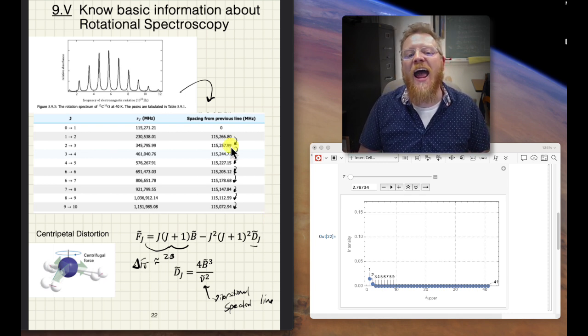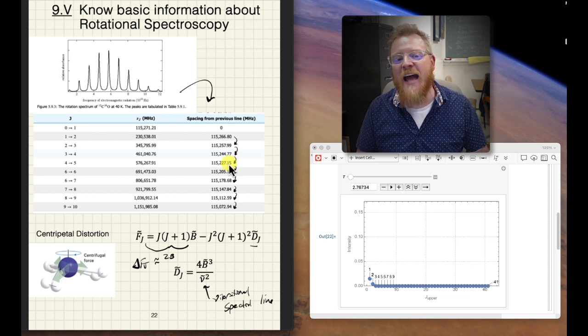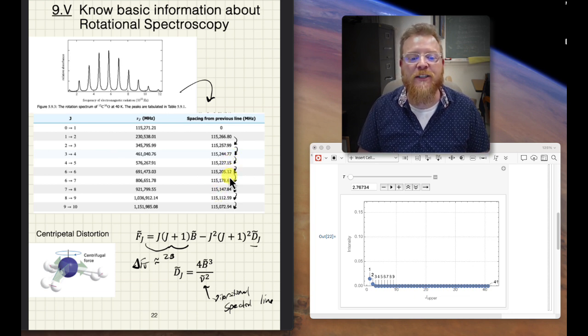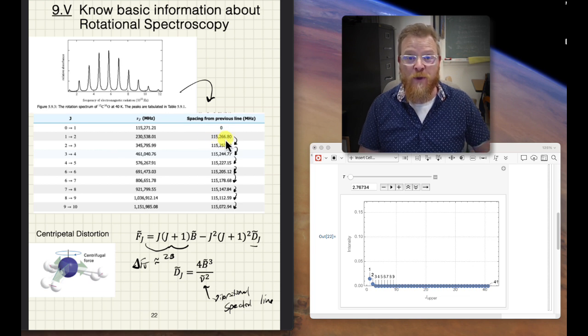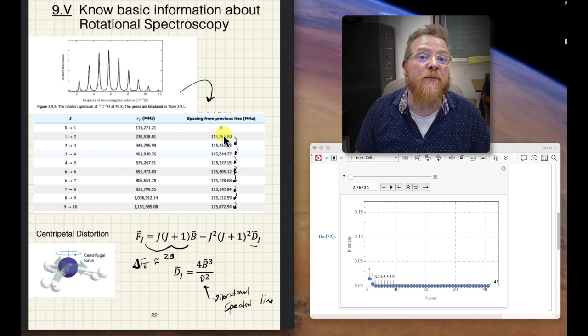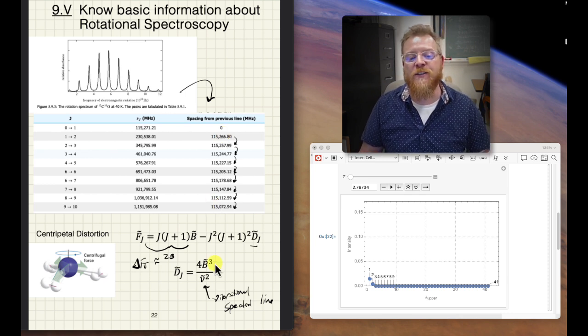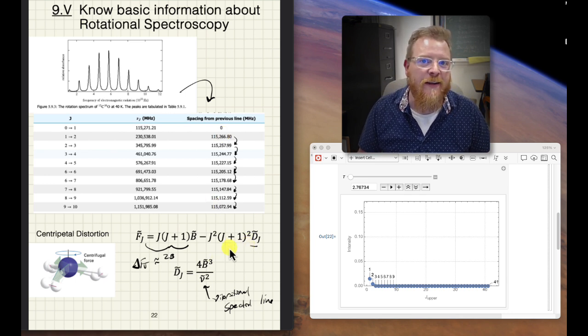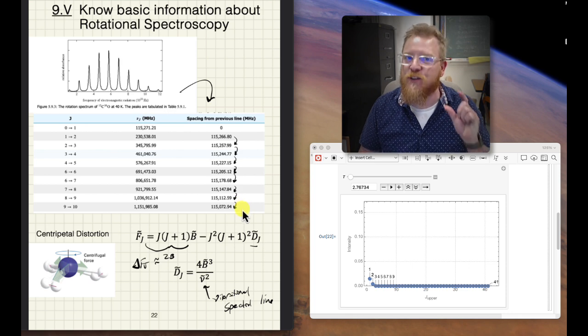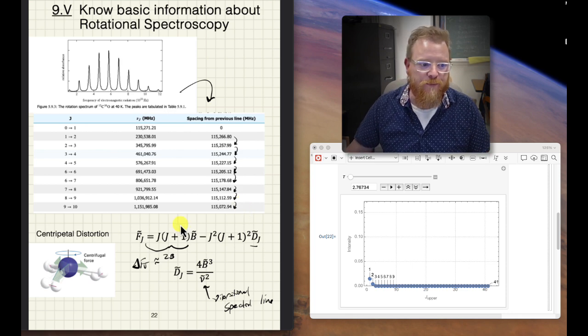So we're not going to ever see it truly be exactly 2 times B, but generally our first level, that first value we see, is a good indicator of the true 2 times B value, where the centripetal distortion hasn't taken as big of an effect at the smaller rotational levels.